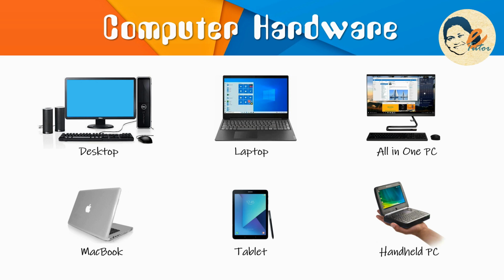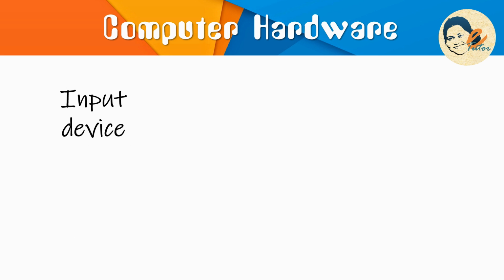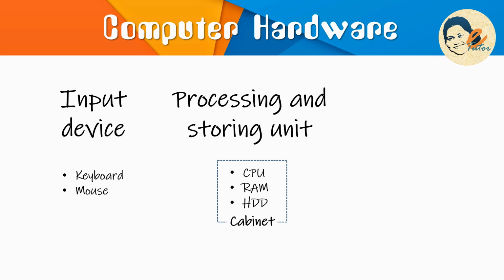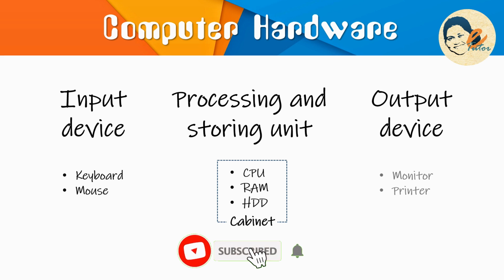But there are more different types of computers that we are not discussing here. We can discuss those in my later videos. The basic parts of a desktop computer are the input devices, that is keyboard, mouse, then the processing and storing unit of the computer inside the cabinet, and the display unit or output device, that is printer and monitor.